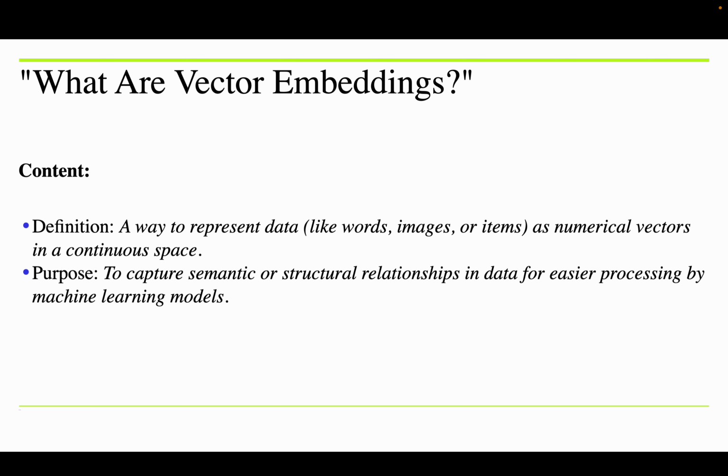What are vector embeddings? Based on the definition, this is a way to represent data. The data can be in the form of words, images or items, as numerical vectors in a continuous space that can be 2D, 3D, 5D, etc. The main purpose is to capture syntactic and semantic relationships among the data for easier processing by machine learning tools. So for the models that we train with data, those relationships help in forming particular relationships.